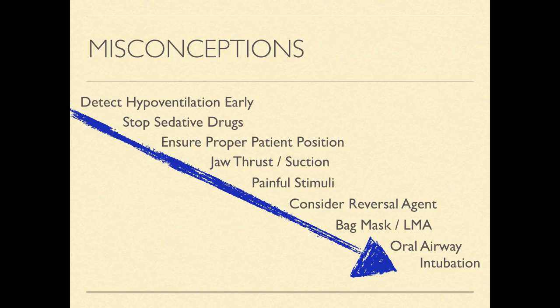So my approach, you want to detect it early. You detect it early with CO2. With CO2 capnography, you can see when the patient stops breathing before they become hypoxic. Stop the drug. If you're giving a drip of anything, a drip of propofol or Precedex, stop the drip. Ensure that the patient is properly positioned. Jaw thrust, suction, painful stimuli we talked about.